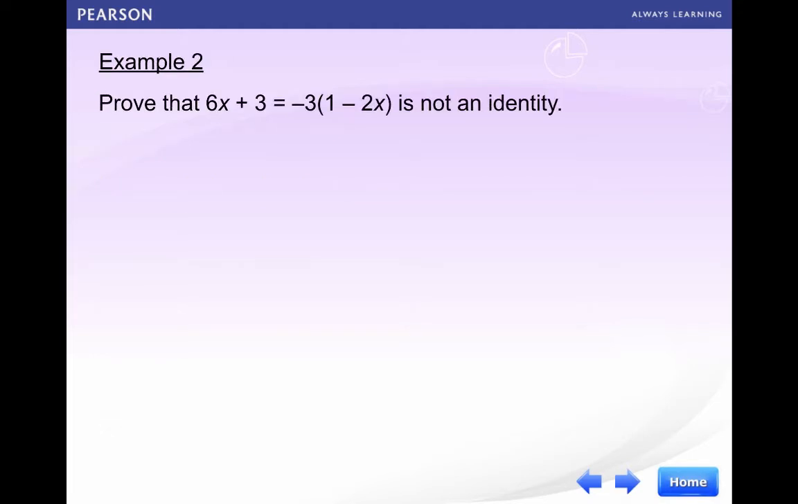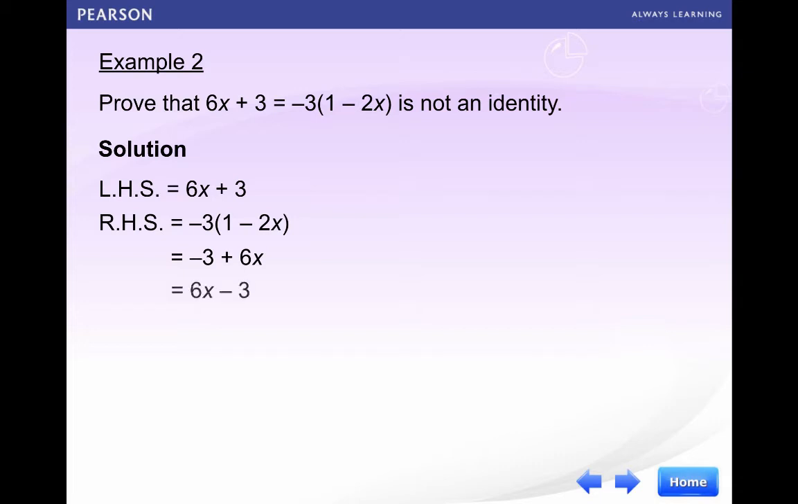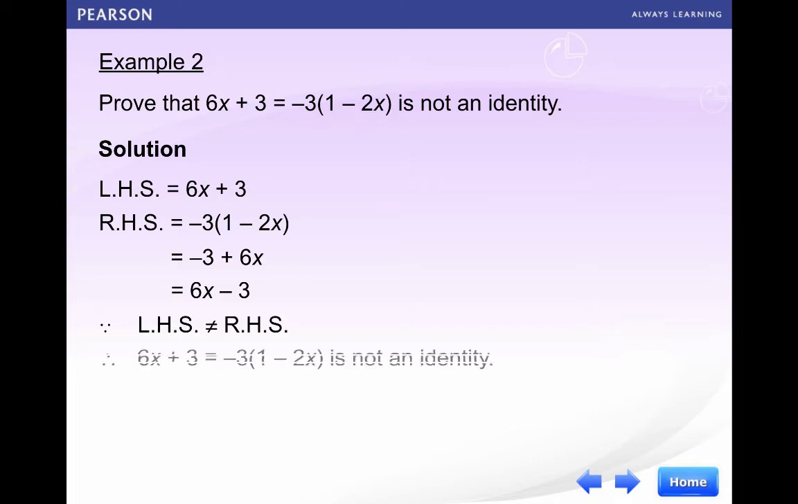For another example, we prove this is not an identity. So we find the left hand side. Okay, this is already in simplest form. Right hand side, we remove the bracket, we simplify. This is 6x minus 3. So left hand side is not equal to right hand side, this equation is not an identity.